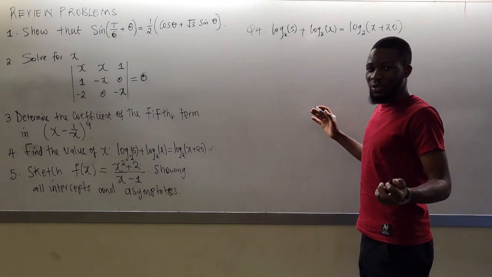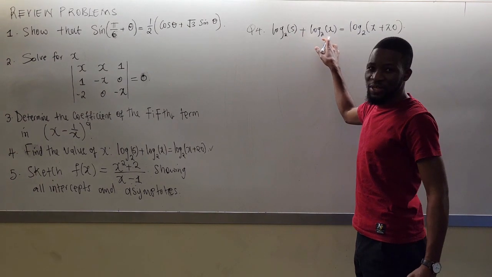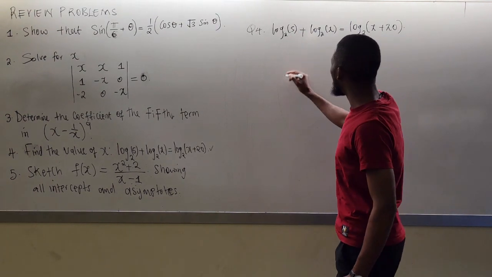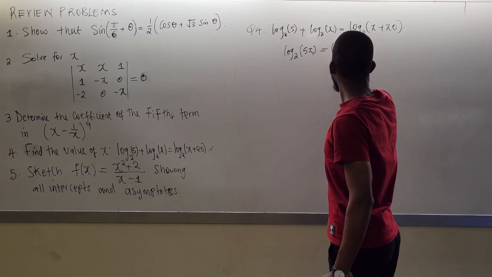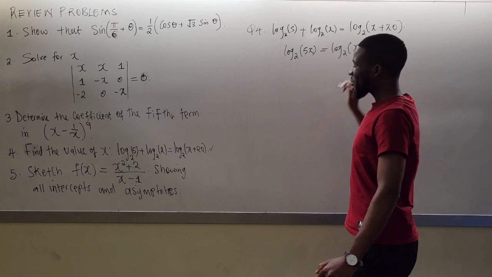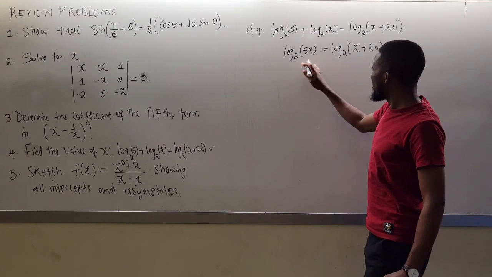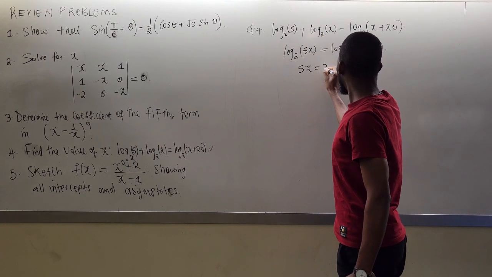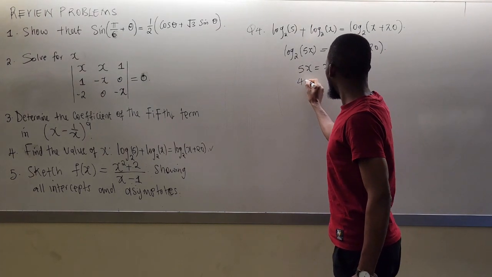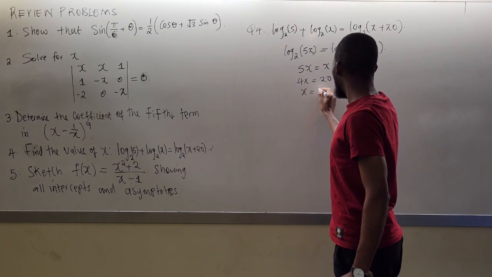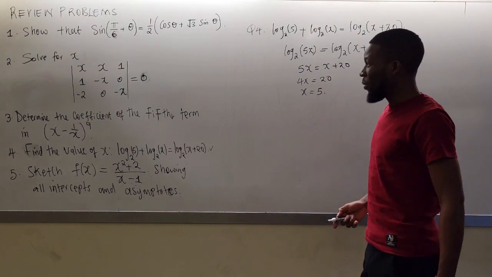Okay. So I use the laws of logarithm because I am taking the sum here, meaning that I need to take the product because the bases are the same. So this is log 2, 5 multiplied by x is equal to log 2x plus 20. Now you can observe that the bases are the same here, meaning that 5x is equal to x plus 20. Then we can solve for x. This implies 4x is equal to 20, so that x is equal to 5. And I am done. Then I can look at question number 1.